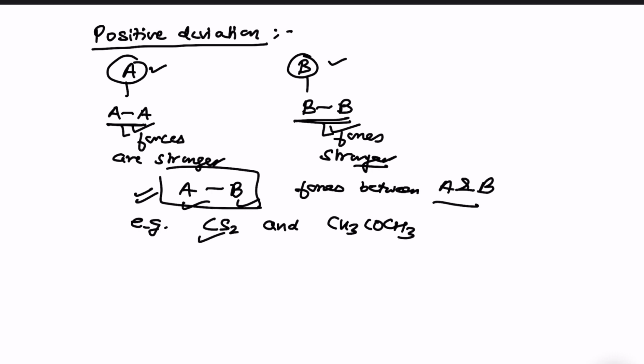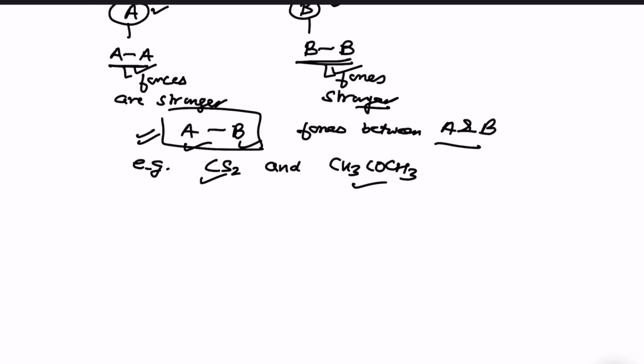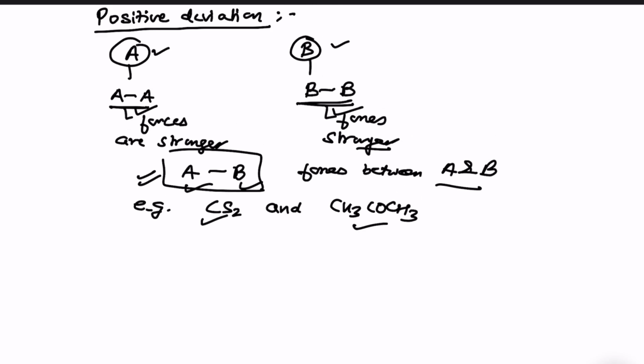Now the forces between the molecules of carbon disulfide when they were existing in the pure state, they are more. Similarly, the forces between the acetone molecules, they are stronger. Now when we are mixing them, what happens, the forces between them become weaker. Now when the forces of attraction between A and B become weak, the molecules will form vapor easily. So when they form vapor easily, that means the substance is converting into vapor quickly. So its vapor pressure has increased.